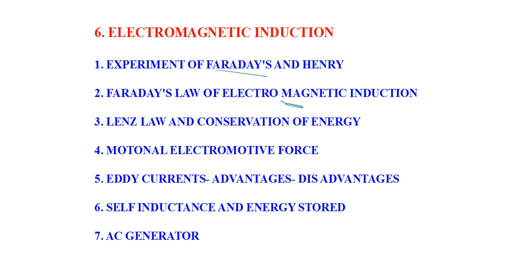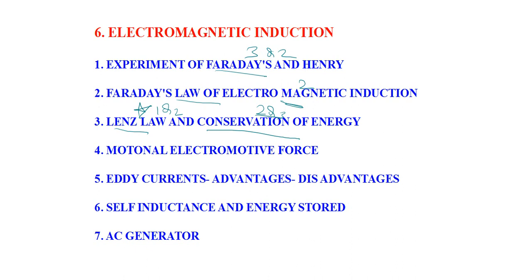This is definitely asked for 2 marks. Next is Lenz's law and conservation of energy, which is for 2 marks. Lenz's law shows the direction of the current, so that's why it's very important. Sometimes I ask which law states the direction of the electric current? That is Lenz's law. This is for 1 or 2 marks, and conservation of energy is asked for 2 or 3 marks. There is a theory related to the conservation of energy in Lenz's law. You need to take that.